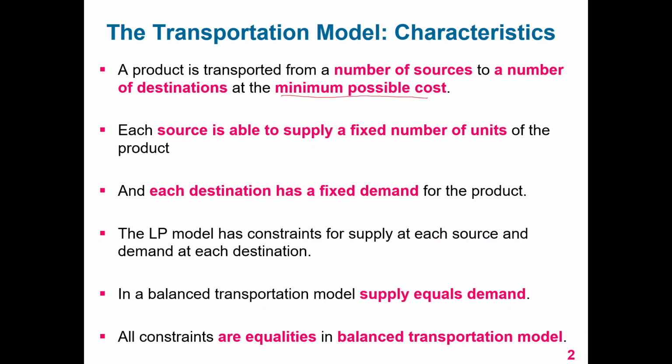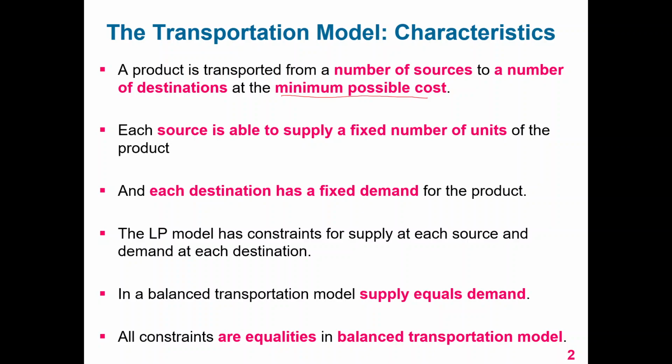Each source is able to supply a fixed number of units of the product, and each destination has a fixed demand of that product. The linear programming model that is used for such models has constraints for supply at each source and for the demand at each destination.